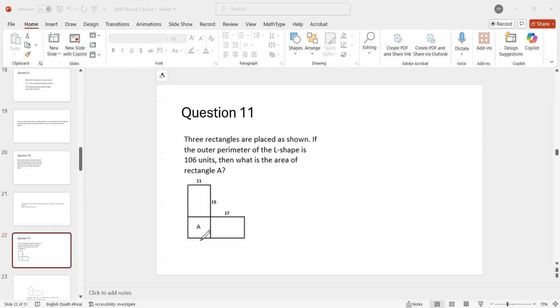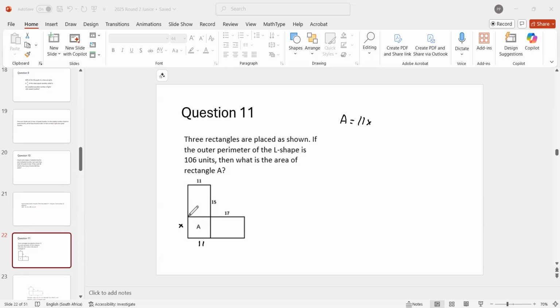So let's see, the area of this rectangle is length times breadth, but we know that if this is 11, this is also 11. So we don't know what this is. So the area is 11x. All right. So the idea is to find x now. Okay. Now we do know that the perimeter is 106. Let's check the perimeter.